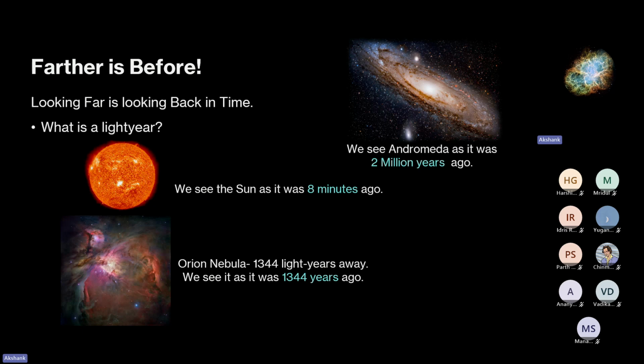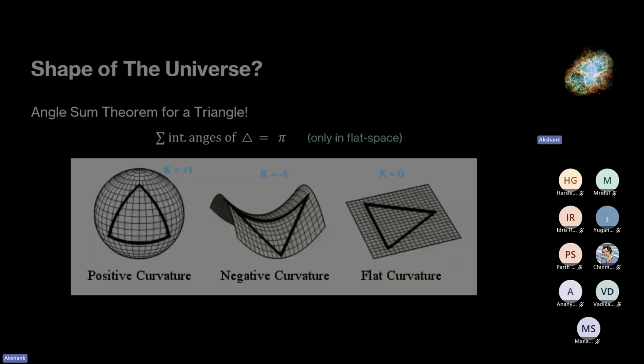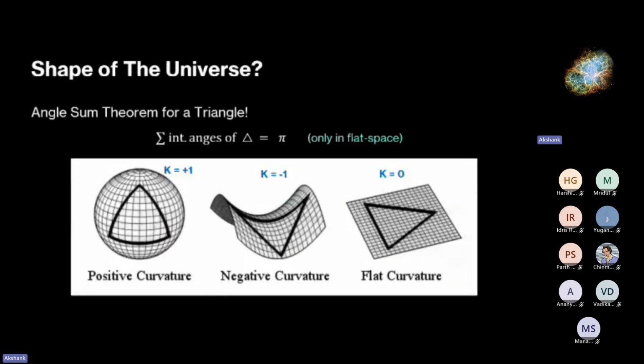Apart from that, we also discussed, very important, the shape of the universe. This is known as the curvature problem. We talked about a metric in a flat spacetime, which is this, right? Flat curvature. But you could also have positive curvature and negative curvature.